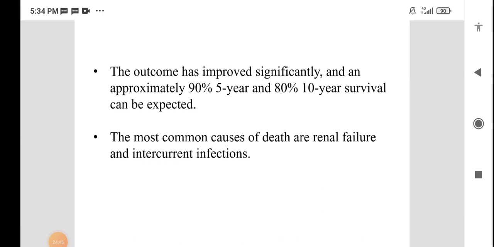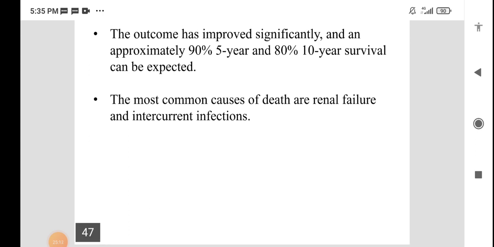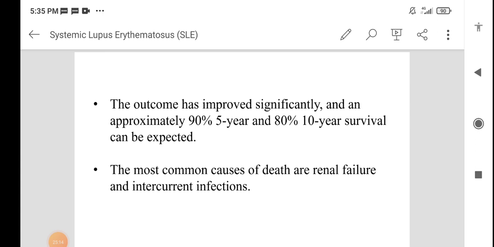The outcome has improved significantly, and approximately 90% 5-year and 80% 10-year survival can be expected. So the outcome has improved, with 80% surviving more than 10 years. The most common causes of death are renal failure and intercurrent infections. So this is the most important slide, showing the survival rate in such SLE patients.